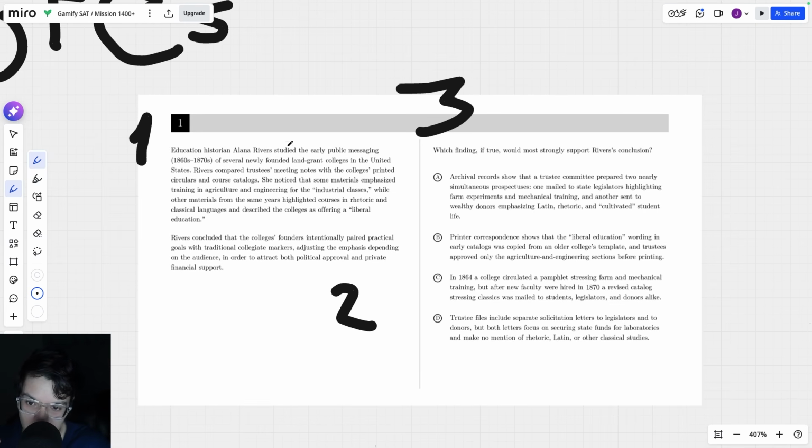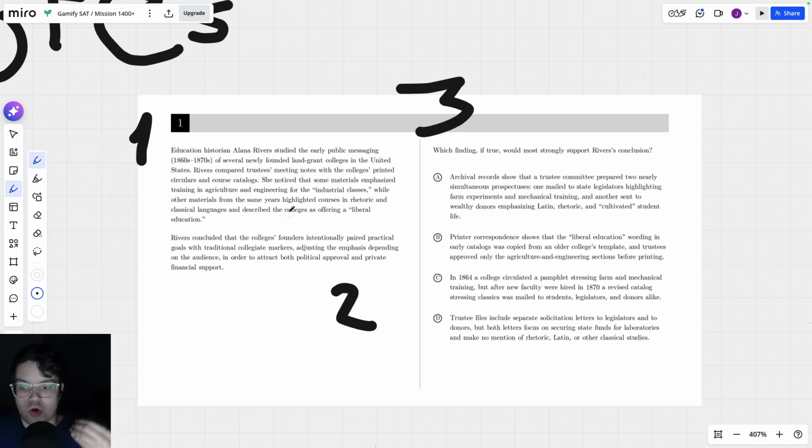Education historian Alana Rivers studied the early public messaging of several newly founded land-grant colleges in the US. So this person analyzed how these colleges basically spoke to the public. Rivers compared trustees' meeting notes with the colleges' printed circulars and course catalogs. So she analyzed a bunch of different stuff involving these colleges. She notes that some materials emphasized training in agriculture and engineering for the industrial classes, while other materials from the same years highlighted courses in rhetoric and classical languages and described the colleges as offering a liberal education. So some of them are trying to focus on the fact that these are just good skills to get a job, basically, agriculture, engineering.